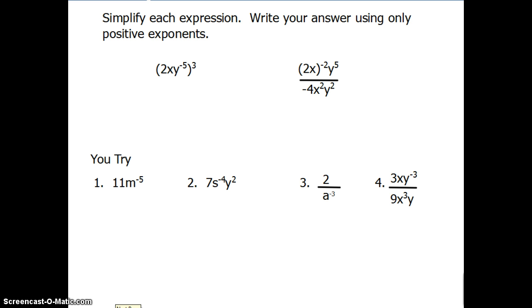Alright, just a couple final examples that I want to show you. It says to simplify each expression, write your answer using only positive exponents. And those are going to be the directions all the time. We're never going to leave negative exponents in our answer.